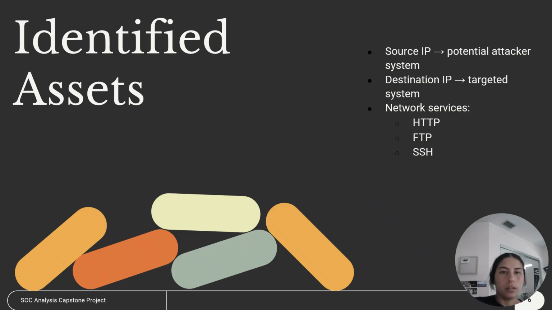To really understand the scope of the incident, we identified key assets involved. We looked at source IPs, which represent potential attackers, and destination IPs, which are the targeted systems. We also analyzed services such as HTTP, FTP, and SSH to see where attacks were focused. This helped us determine what systems were affected and how attackers were interacting with them.